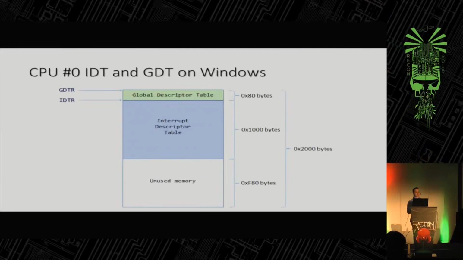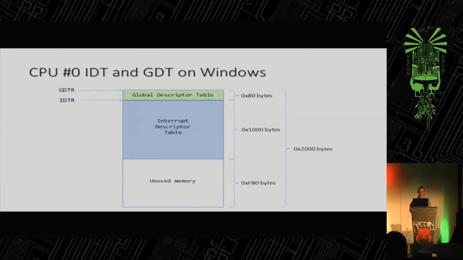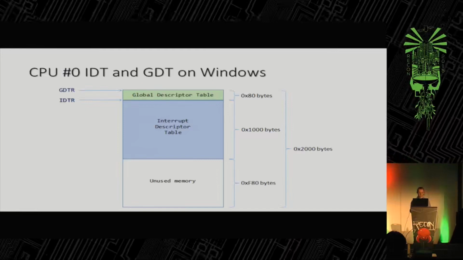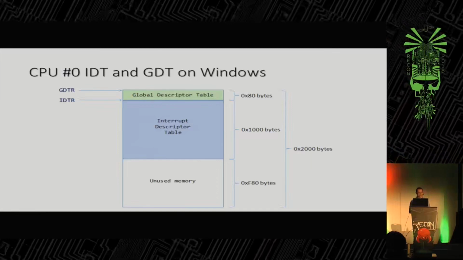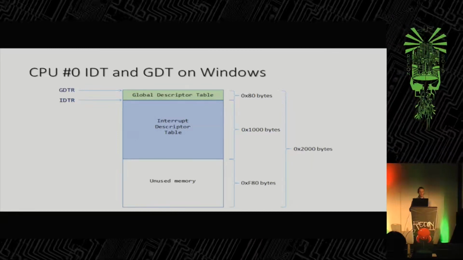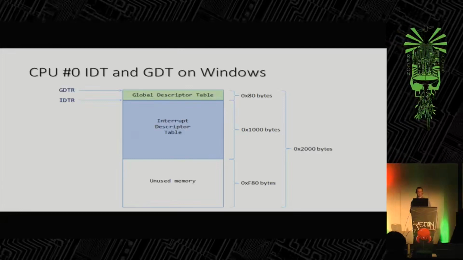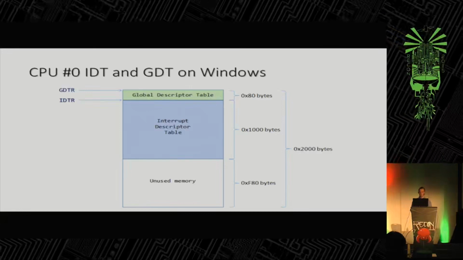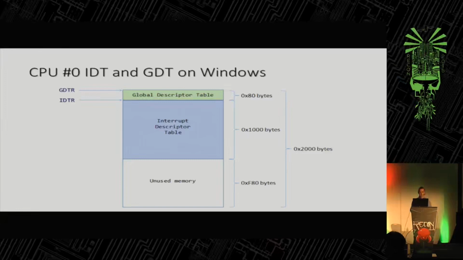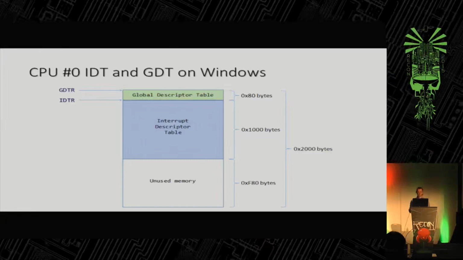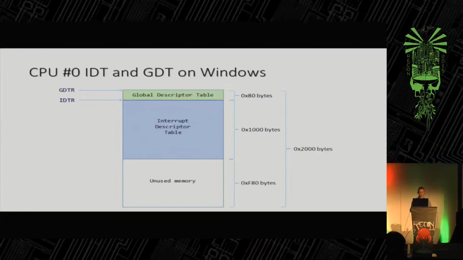Another interesting thing is that on CPU0 in Windows, the way the GDT and IDT are placed in memory is quite peculiar, because we have the GDT and directly after that we have the IDT. The first structure is 80 hex bytes, the other one is 1000 bytes, storing 256 structures of size 16 bytes. Because those two structures don't align with the size of the small 4K page, we have a lot of unused memory after that.